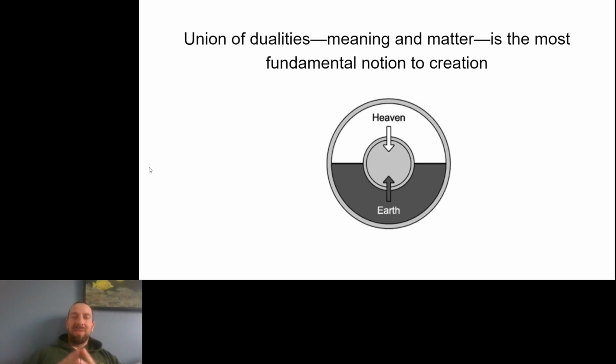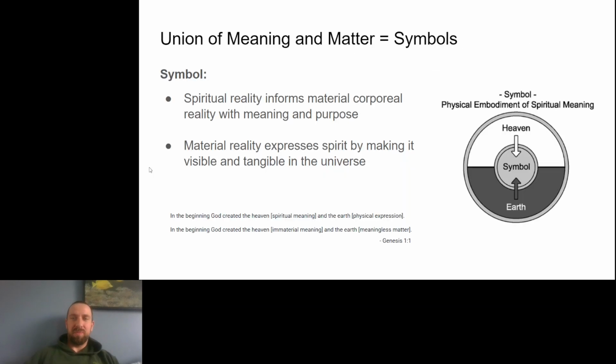And now, this is what religion is about. It's about the union of dualities, meaning and matter. So, heaven and earth. It's the most fundamental notion of creation. The union of meaning and matter creates a symbol. So, a spiritual reality informs material, corporeal reality with meaning and purpose, whereas material reality expresses spirit by making it visible and tangible in the universe. That is what a symbol is, right?